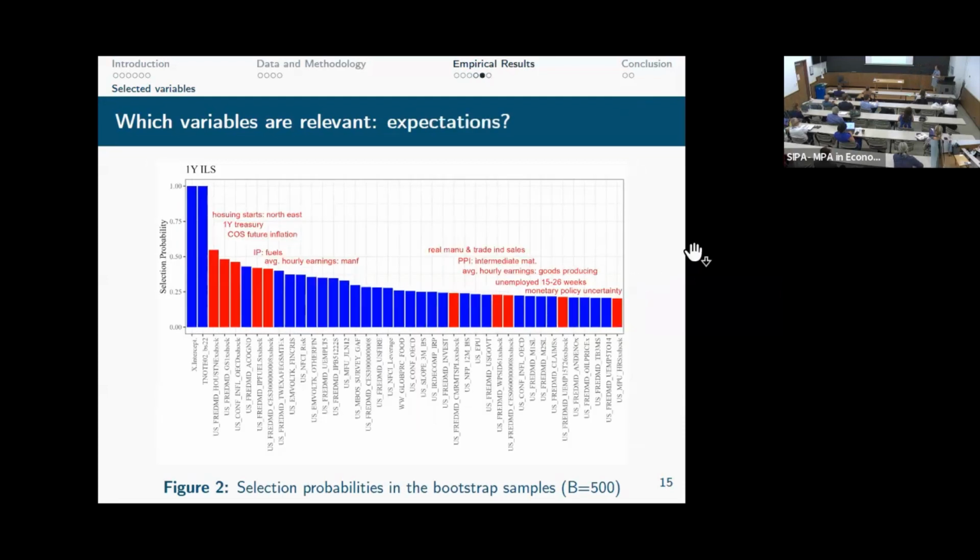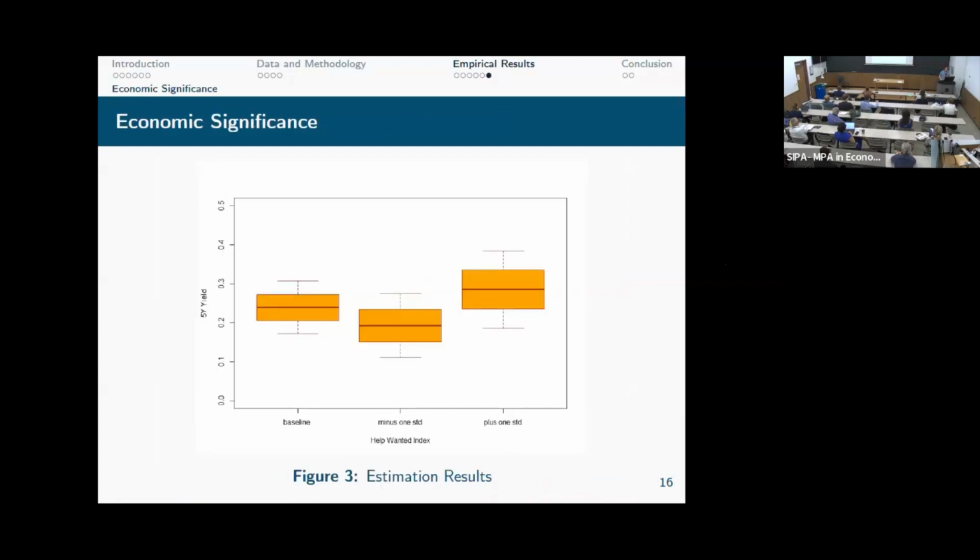And for 1 year inflation linked swaps, we have housing starts, 1 year treasury, consumer opinion surveys, so future inflation. So these are all lagged data, so it shows that the inflation expectations are somehow backward looking, because what they expected yesterday is affecting what they will expect today. And as you can see, we have quite an extensive number of interaction variables.